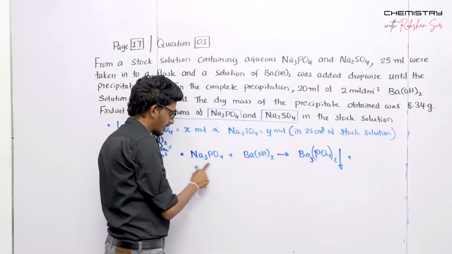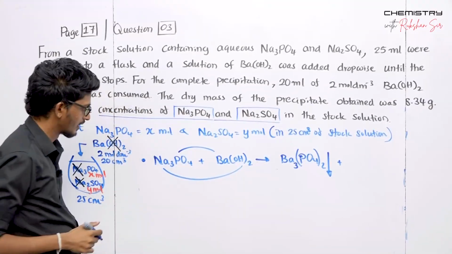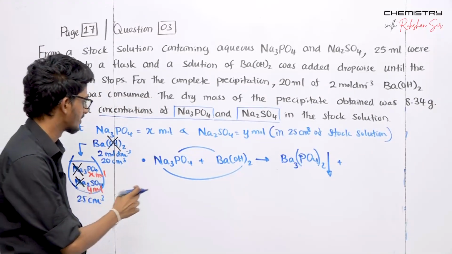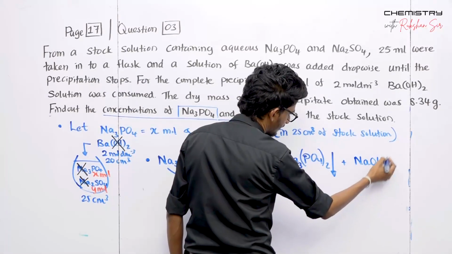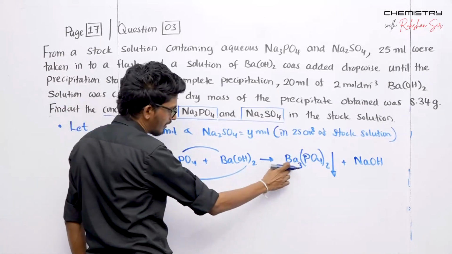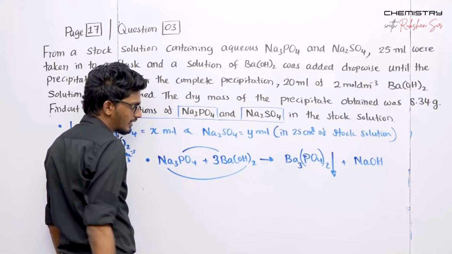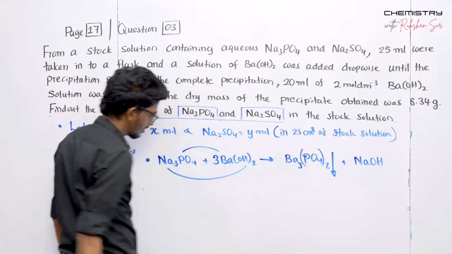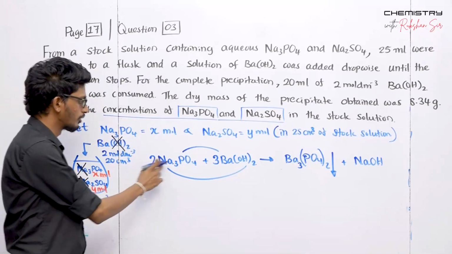Plus the other two: sodium plus goes with OH minus. These two and these two. This is how the precipitations are concerned. So these are just ion replacement reactions. Sodium hydroxide, NaOH. Just try to balance the stuff. You have 3 of barium 2 plus, so you have to come with 3 here. You have 2 of phosphate ions, so you have to come with 2 here.